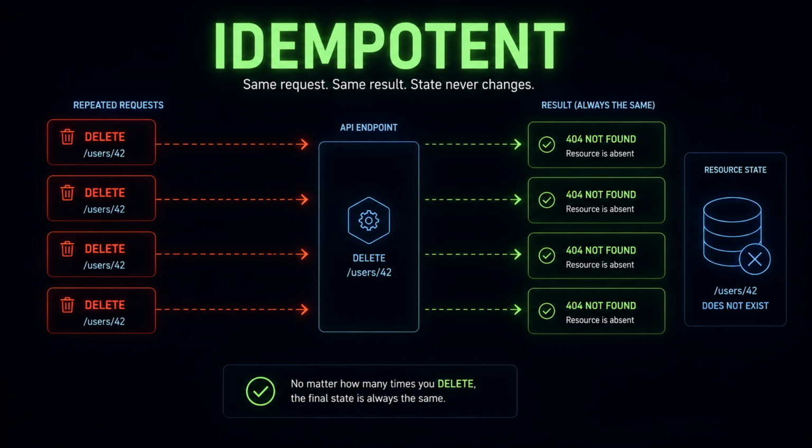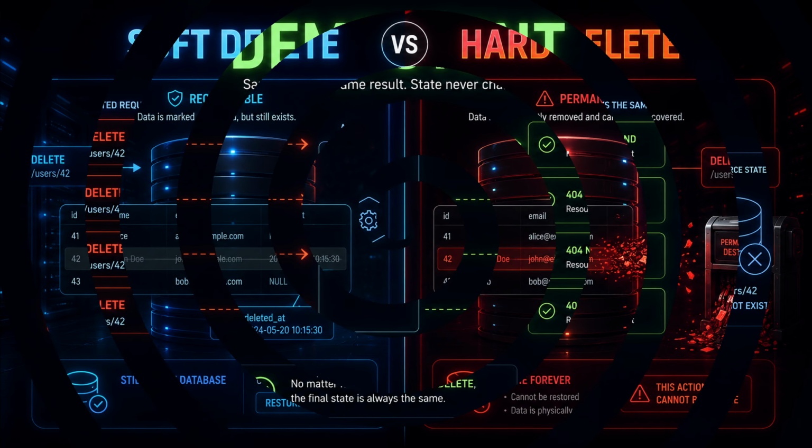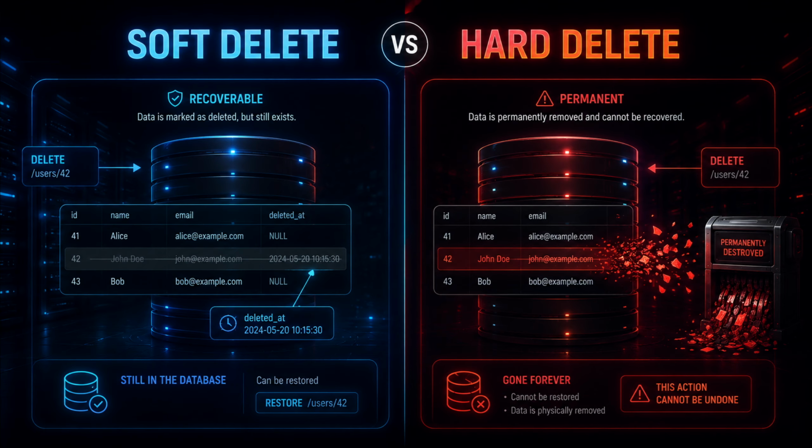In real systems, delete usually means one of 2 things. First, soft delete. The record isn't actually removed. A deleted-at timestamp gets set. The data stays in the database, just filtered out of queries. Recoverable, auditable. Someone can undo it. This is the good kind.